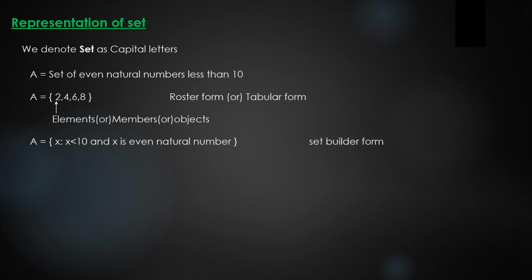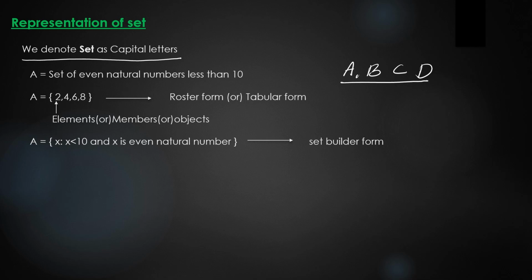And the next topic is representation of a set. So how can we represent a set? We denote a set with capital letters, like A, B, C, D. So these type of capital letters. So we denote a set with capital letters. And how can we represent it?